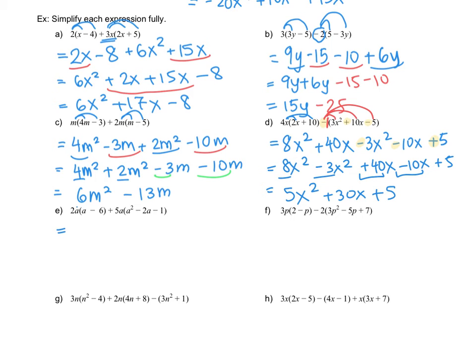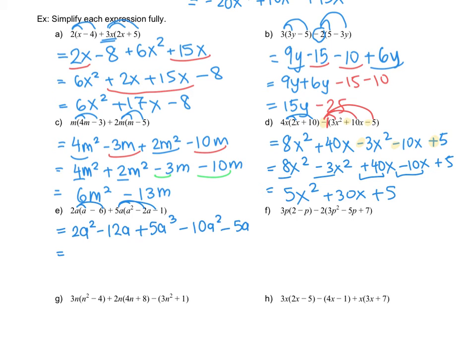Okay, so when the 2a goes in, you should have 2a squared subtract 12a. When the 5a goes into the trinomial, you should have 5a cubed minus 10a squared minus 5a. So really be careful with the exponents there. They all went up 1.